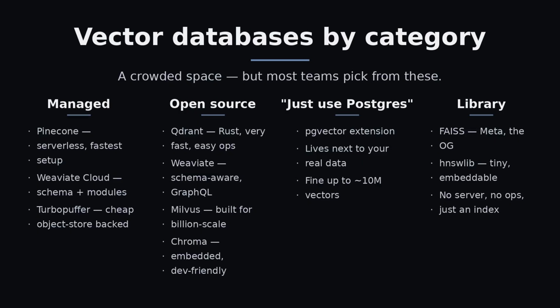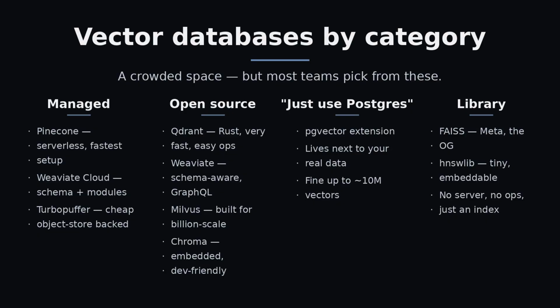Managed services, where you call an API and someone else runs the cluster. Pinecone is the best known, with Weaviate Cloud and newer entrants like TurboPuffer competing on price. Open source servers you run yourself. Qdrant, written in Rust, has become a favorite for raw speed and simple ops. Weaviate if you want a schema and a GraphQL API. Milvus if you're going to billions of vectors. Chroma if you want something that runs in your Python process while you prototype.